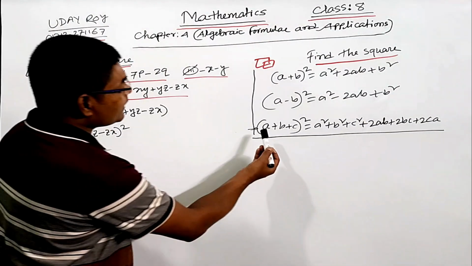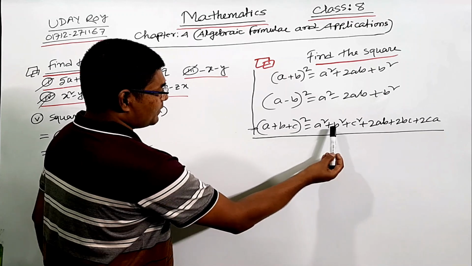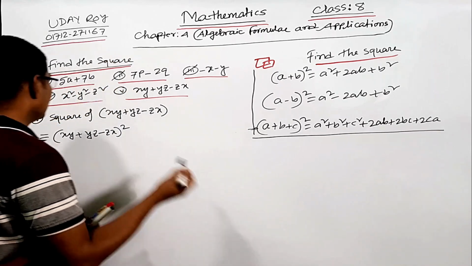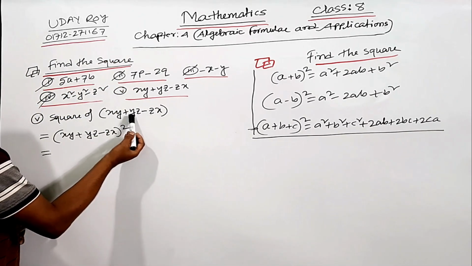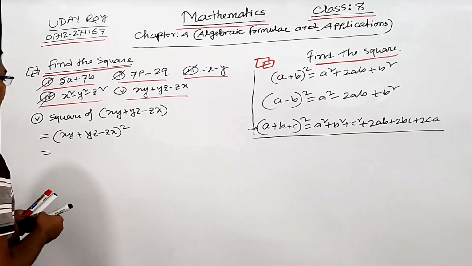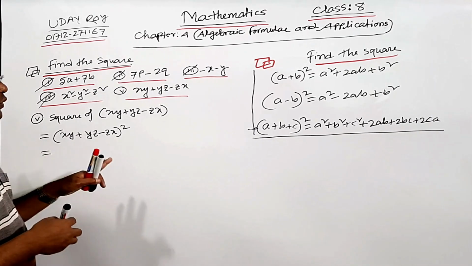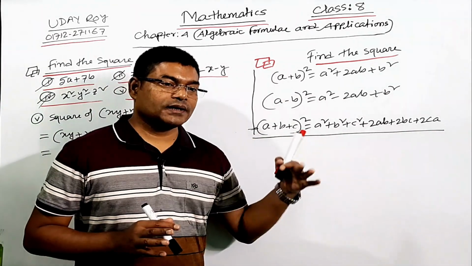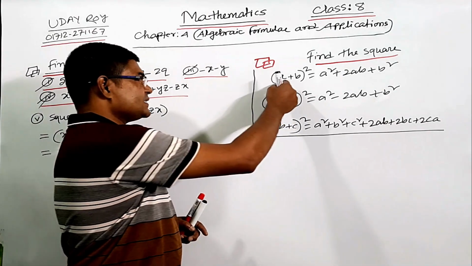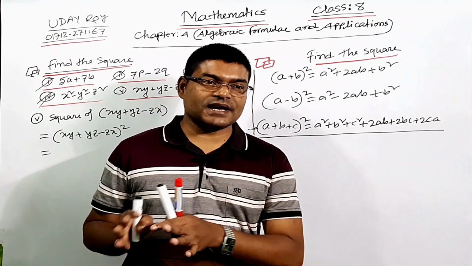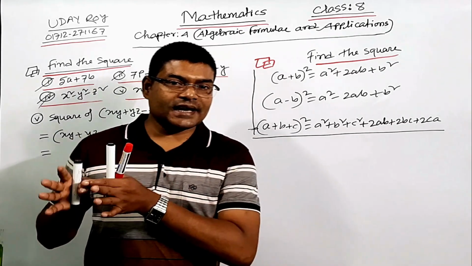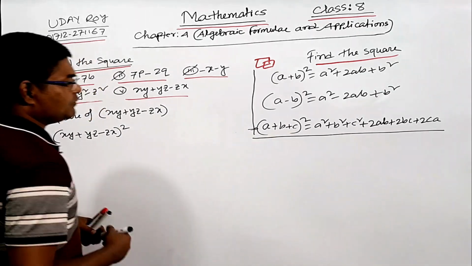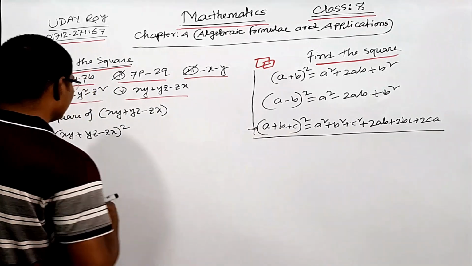We know a plus b plus c whole square equal to a square plus b square plus c square, twice ab, twice bc, twice ca. Now we will do the square of xy plus yz minus zx. We can do the maths in two methods: using a plus b plus c whole square, or we can convert the first two terms into a plus b, where the first one is a and the second one is b. Now we will do it first with the a plus b plus c method.